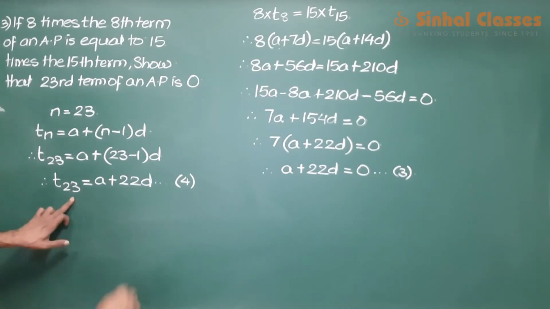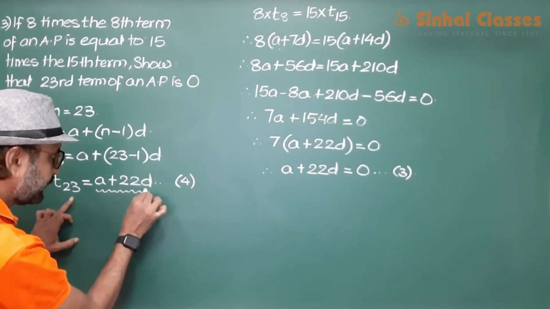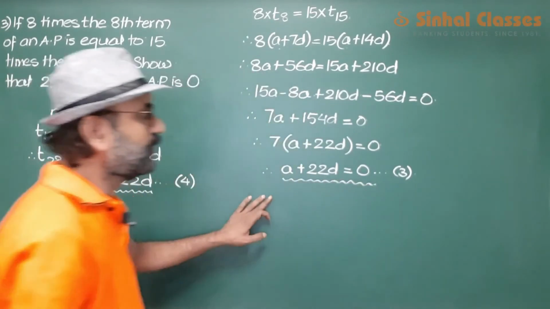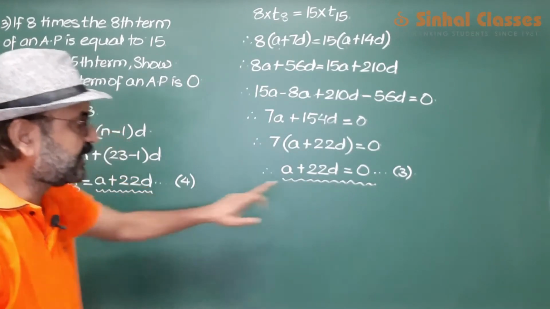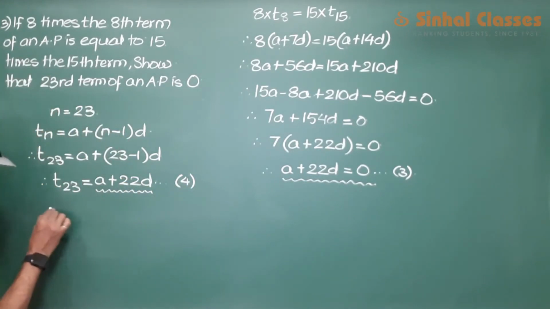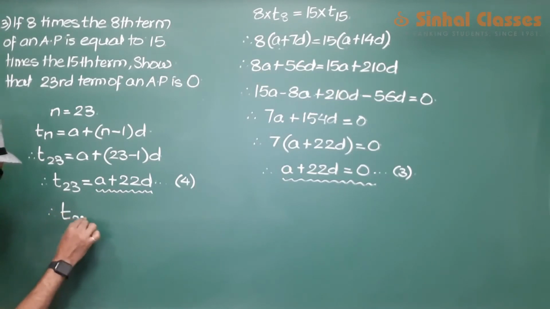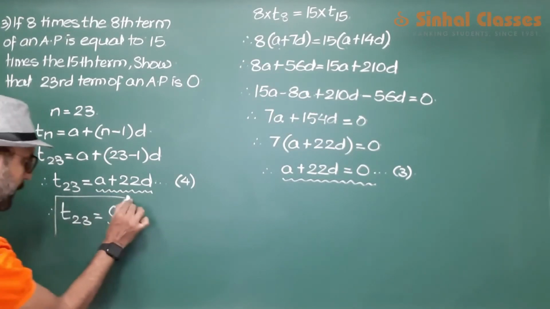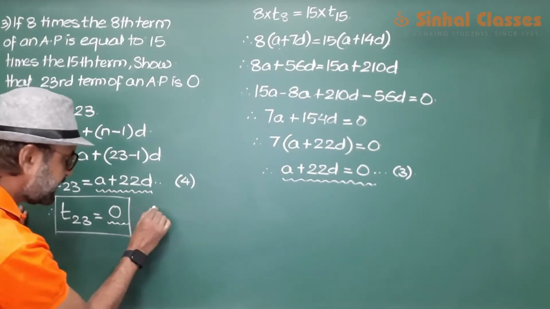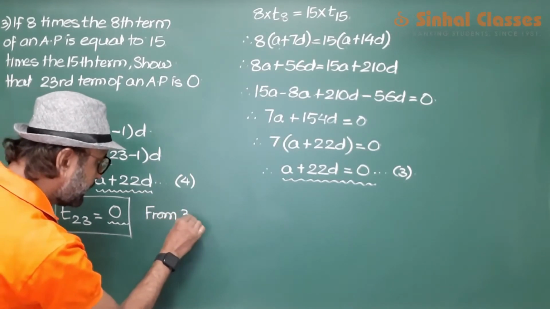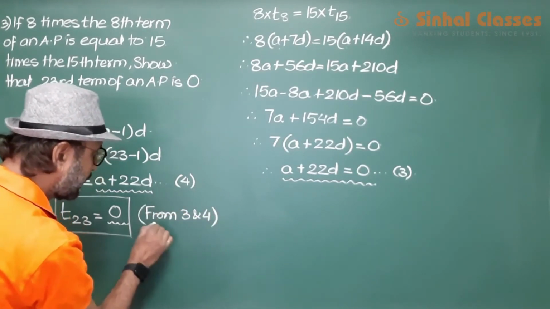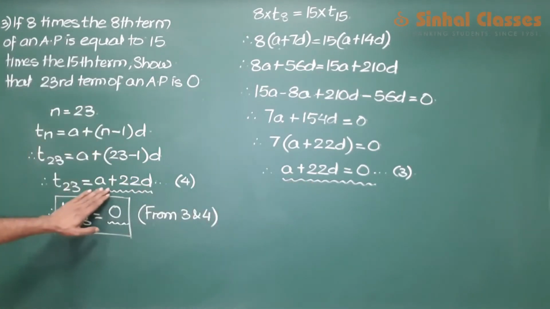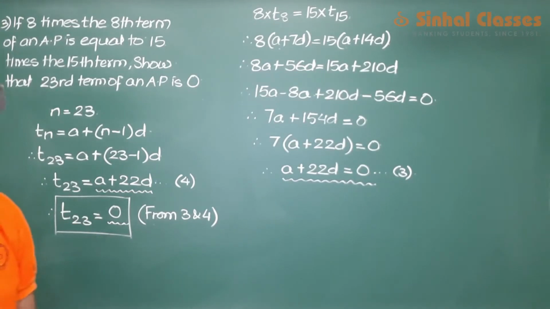Now the 23rd term is a plus 22d, and a plus 22d is 0. So from statement 3 and statement 4 we can get, therefore the 23rd term is 0. I've put the value of statement number 3 in statement number 4, and I've got the final result. So the 23rd term is 0.